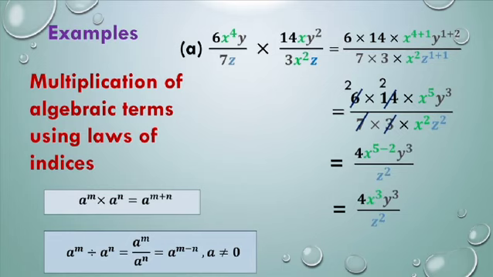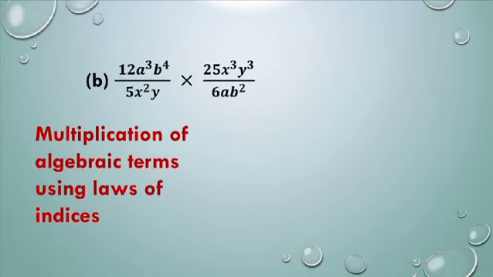Now I could have simplified all of them at the same time. That is, instead of doing it in two steps, multiplication law then division law, I could have done both at the same time. Part B, 12a power 3 b power 4 over 5x power 2 y times 25x cube y cube over 6a b square.